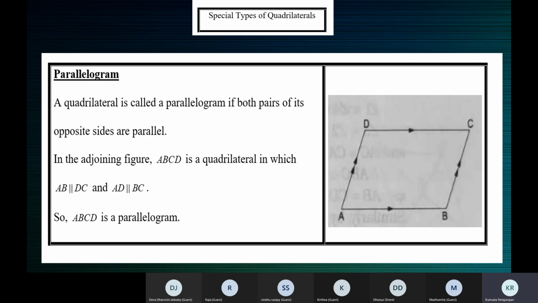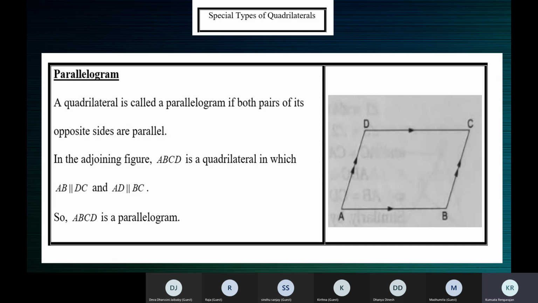Again, if D is 110, what will be the measure of C? 70, ma'am, because they are adjacent angles and they add up to 180, ma'am. Very good. Because adjacent angles are supplementary, they add up to 180. So if D is 110 degrees, then C will be 180 minus 110, 70 degrees.